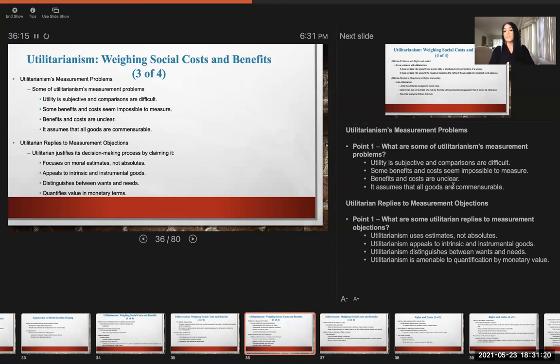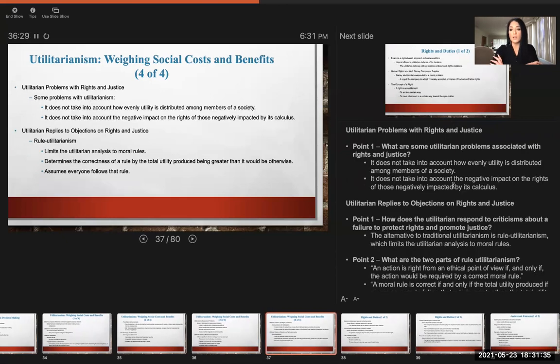Look at the measurement objections as well. Utilitarianism uses estimates, not absolutes. It appeals to intrinsic and instrumental goods. It distinguishes between wants and needs, and it's amenable to quantification by monetary value as well.